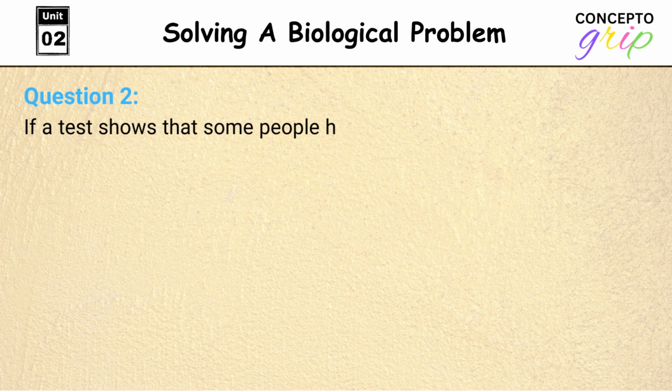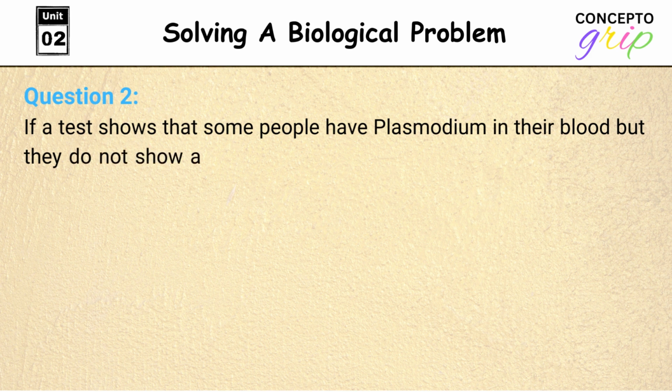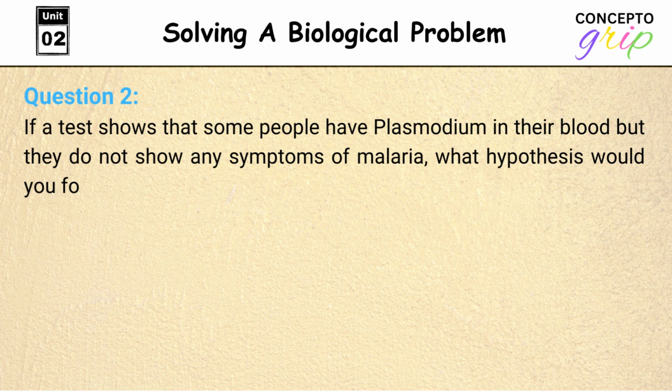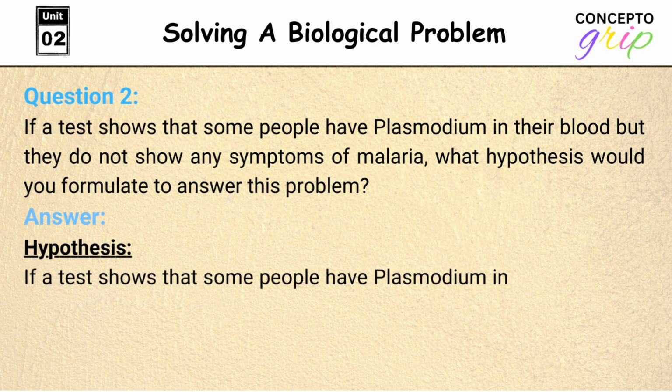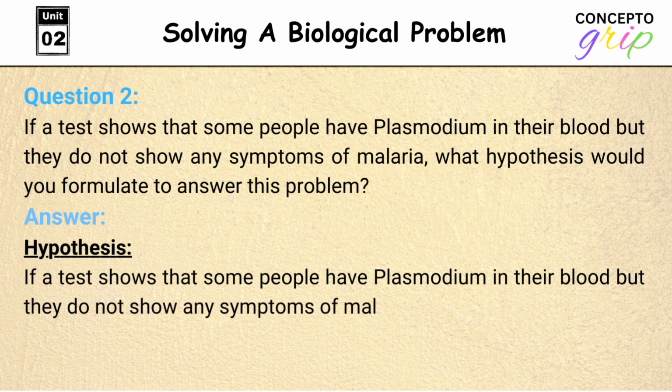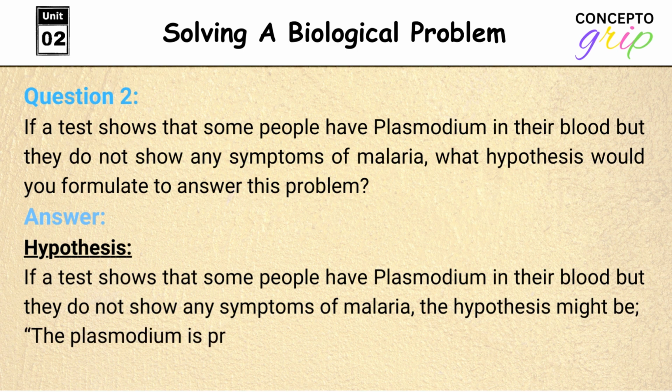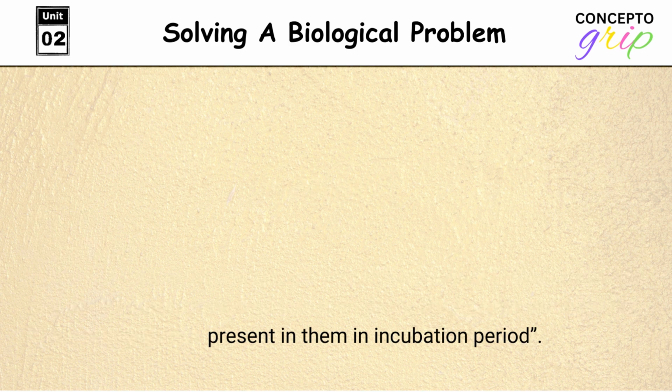Question number 2. If a test shows that some people have Plasmodium in their blood but they do not show any symptoms of malaria, what hypothesis would you formulate to answer this problem? Answer. Hypothesis. If a test shows that some people have Plasmodium in their blood but they do not show any symptoms of malaria, the hypothesis might be that Plasmodium is present in them in incubation period.